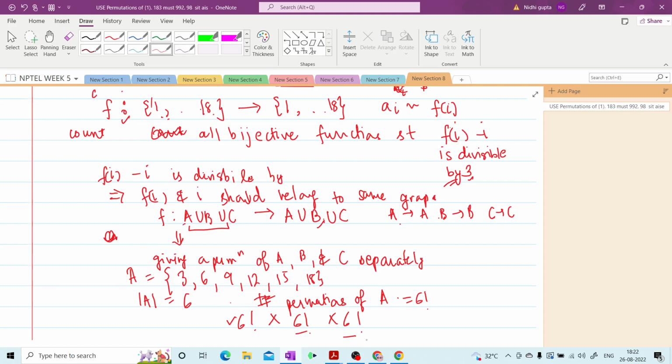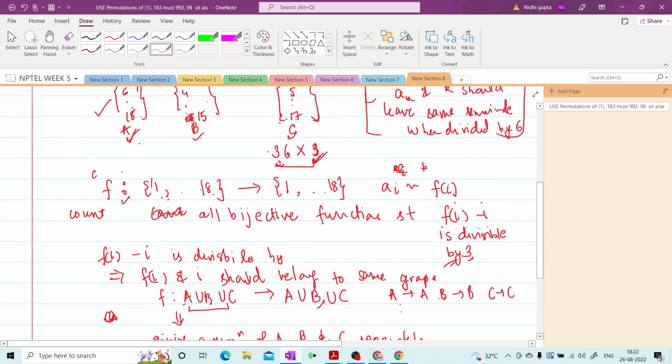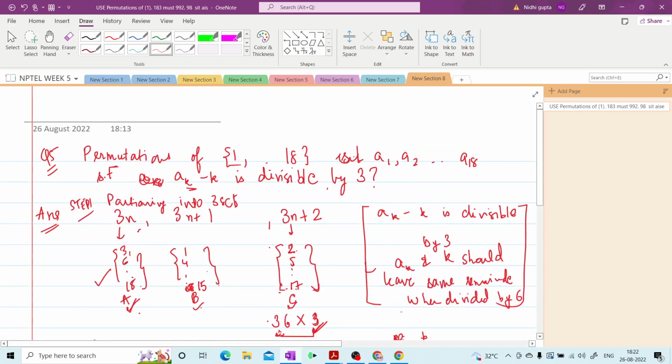Yeah, it's understood. My interpretation was selecting 2 numbers so that those 2 numbers are divisible by 3. Yes. But the entire permutation will be 6 factorial into 6 factorial into 6 factorial. Correct. I understood. Yeah. Thank you so much.